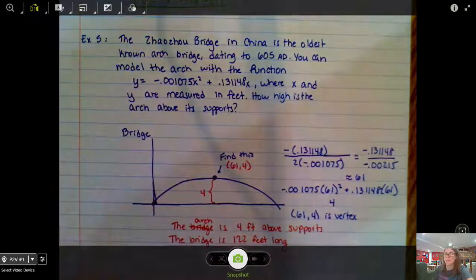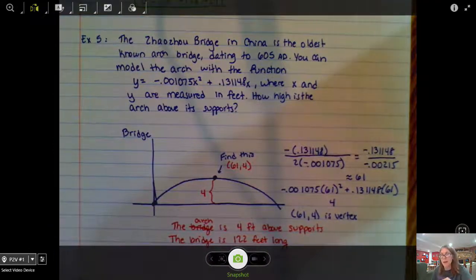And like I mentioned before, basically this problem is just a fancy way of saying find the vertex. But once you find the vertex, we still have to think about what part of the vertex we're trying to find and what is the meaning behind our vertex. So that's all we need to do.